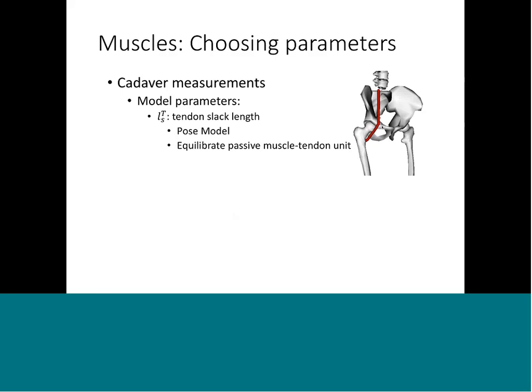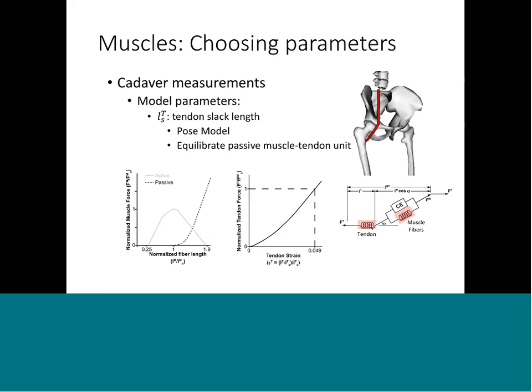What this doesn't tell us, though, is how much of that length is taken up by muscle fiber and by tendon. So our next step is to guess tendon slack lengths and then equilibrate the passive muscle tendon unit to match experimental data. So what does this mean exactly? Well, remember that passive muscle and tendon are just springs in series. When we pose the model, we determine the combined length of the muscle and tendon, but we don't know how much of that length is taken up by the muscle spring and how much is taken up by the tendon spring. And this distribution will be determined by the relative stiffness of the muscle and tendon.